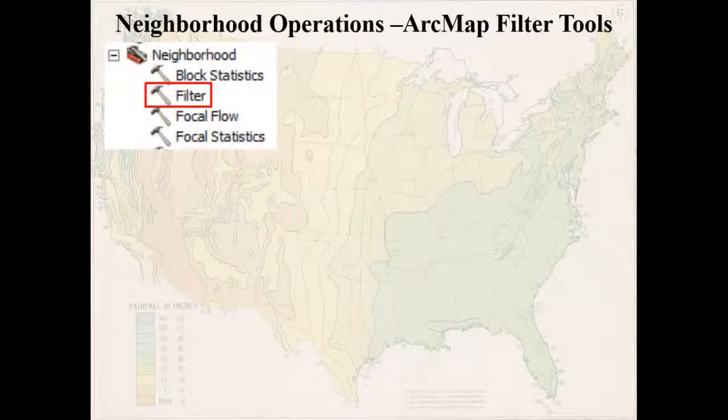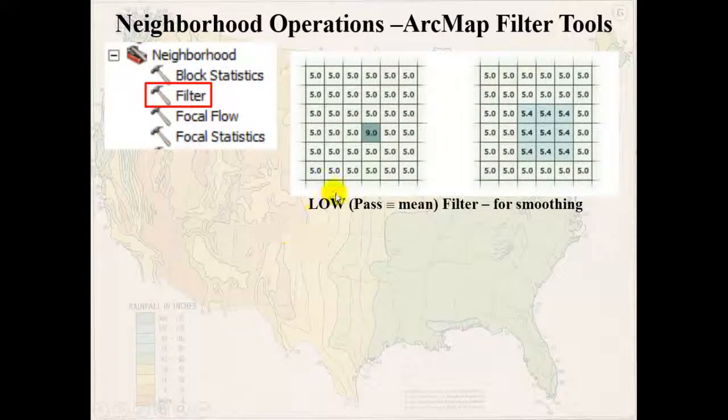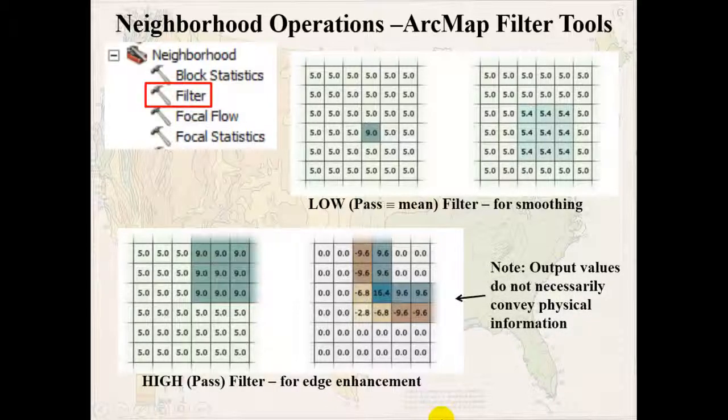Okay, there's a filter tool that you can use to do a lot of these filtering, at least a couple types. Low pass is going to smooth things out. Here we have a spike in our data. The low pass is going to basically average things, so it's going to smooth it out by taking that spike and smoothing it out around the neighborhood. What's a high pass going to do? It's going to accentuate places where things are changing. So here we have a block that's changing 5 to 9 inside this block. And here we go from minus 9.6 to plus 9.6. So we're going down and then up. We're accentuating that change. And again, no physical information in the output.